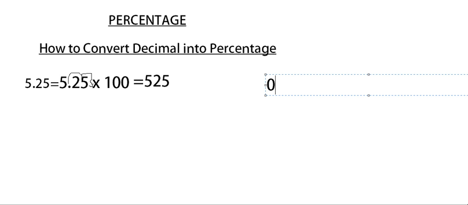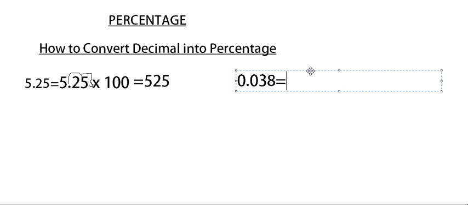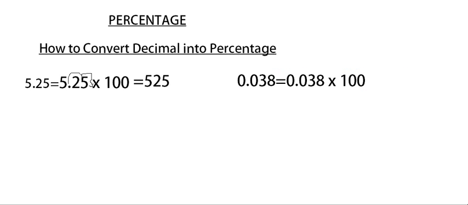Let's take another example, 0.038. This number has to be converted into percentage. Same process. Any number which has to be converted into percentage, you will have to multiply the number by 100. So I will multiply this number by 100. Okay, and there are 2 zeros along with 1, so I will place the decimal 2 places towards my right. So 1 and 2. So the answer becomes 3.8.